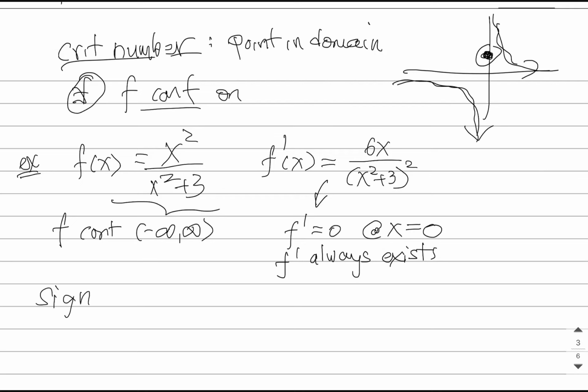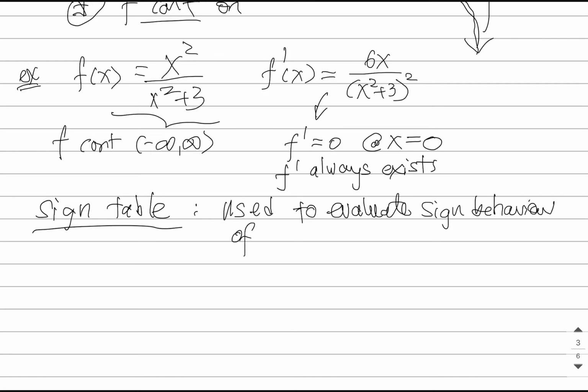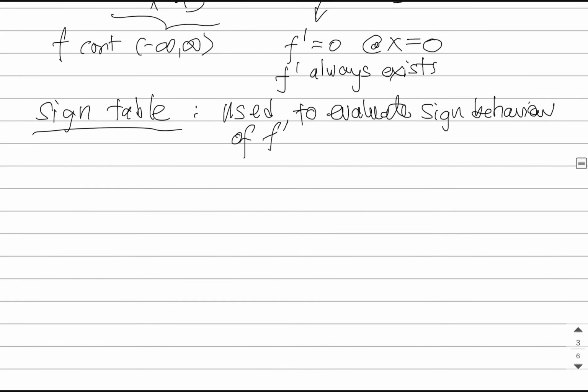Now, it's going to be really important for us to have a reliable way of determining the signs of f prime. So we are going to build sign tables. This is used for us to evaluate the sign behavior of f prime. On the sign table, here's how it's going to work. We are going to put two key pieces of information. Up top, we are going to list the critical numbers.